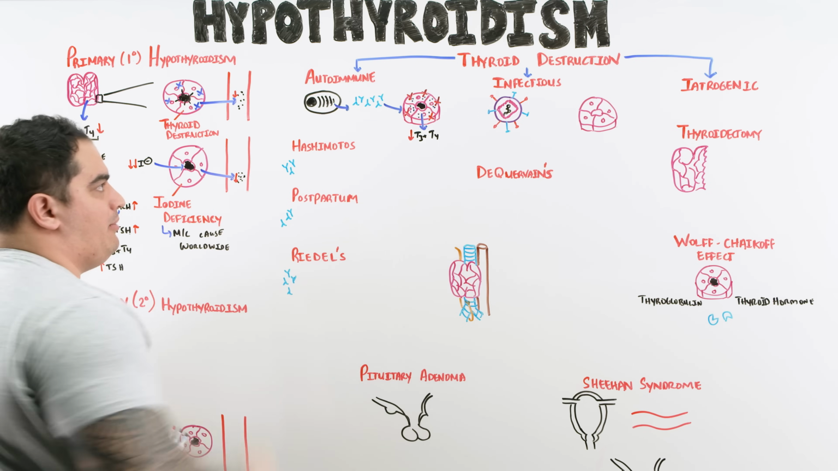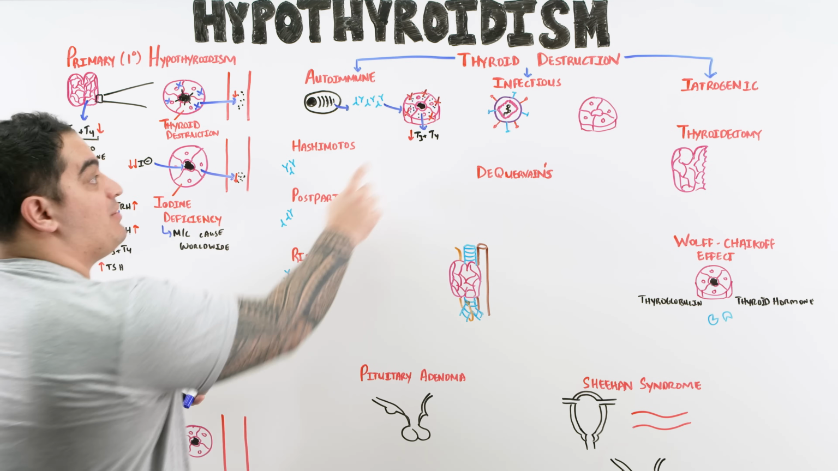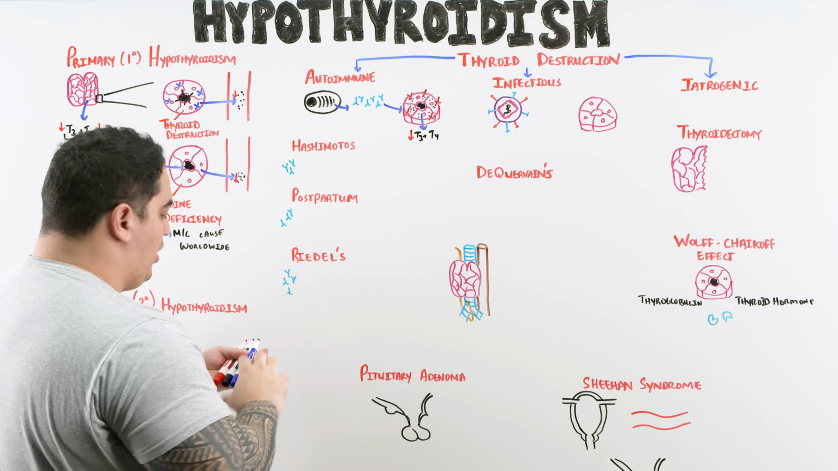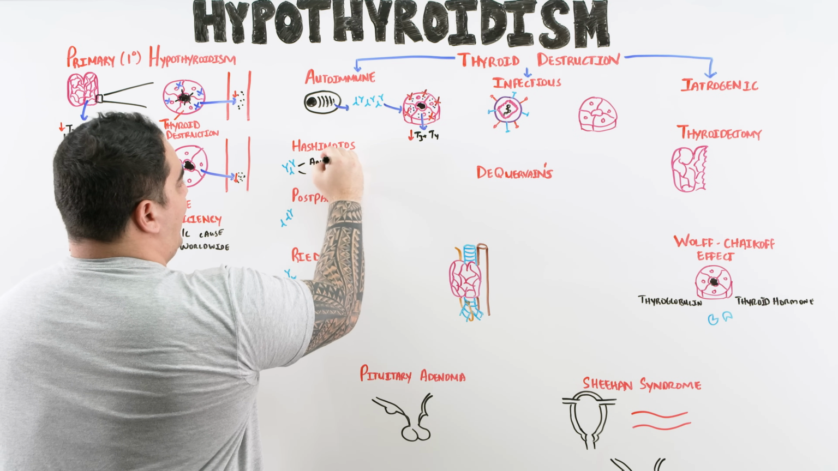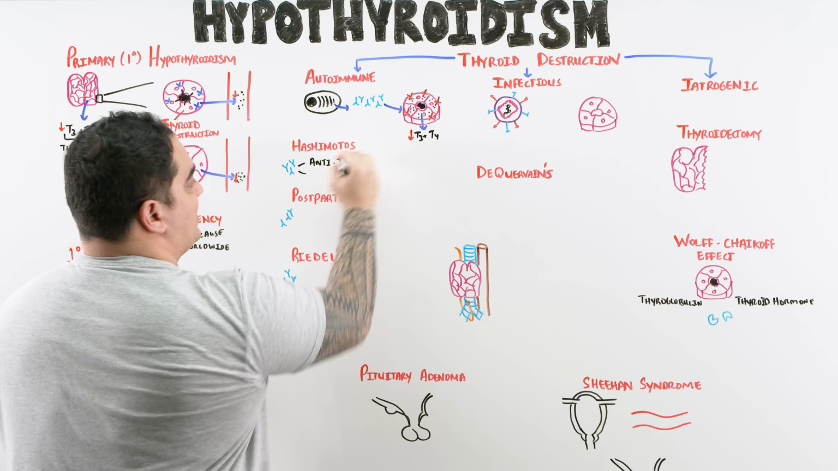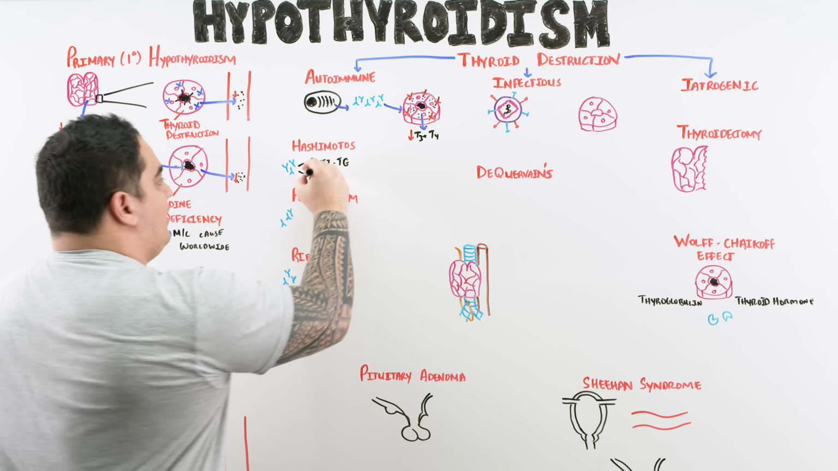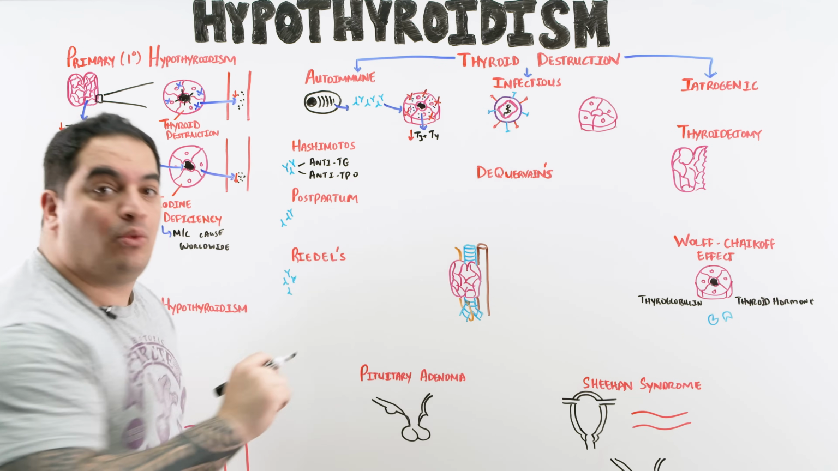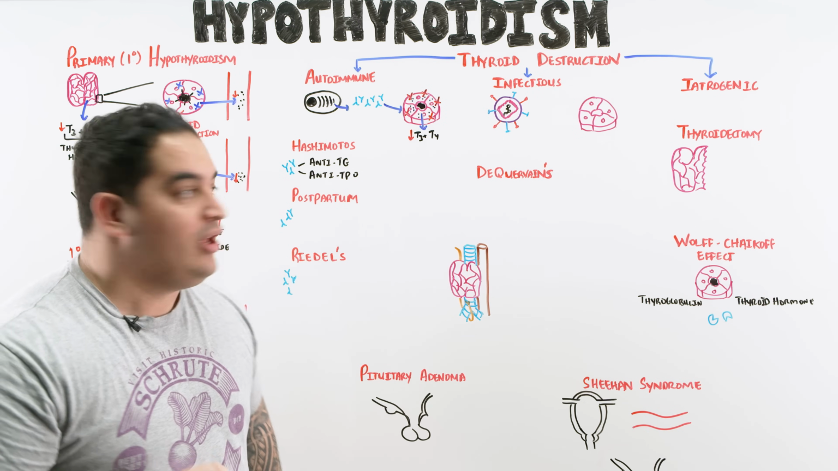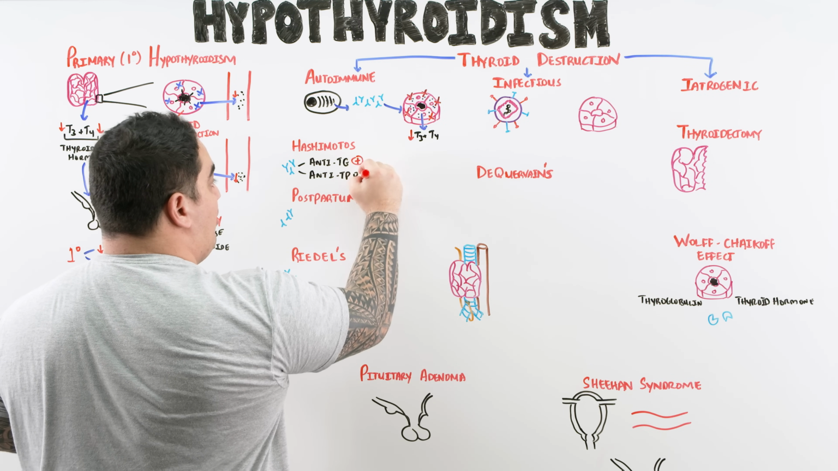Hashimoto's, what are the antibodies? It actually is the really important one that you remember. It makes antibodies against both of these things that I pointed out. So you're going to have two different types. One is what we represent as TG, thyroglobulin antibodies, and anti-TPO, thyroid peroxidase antibodies. These are positive in people who have Hashimoto's.